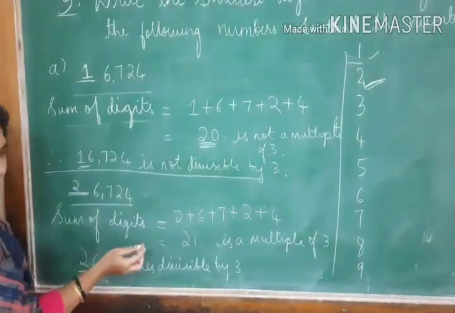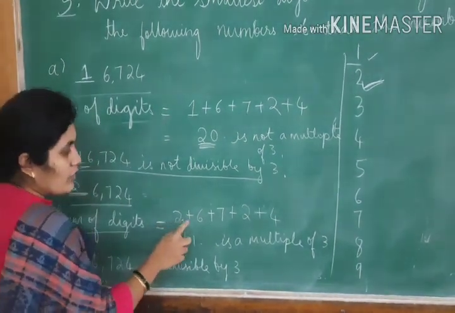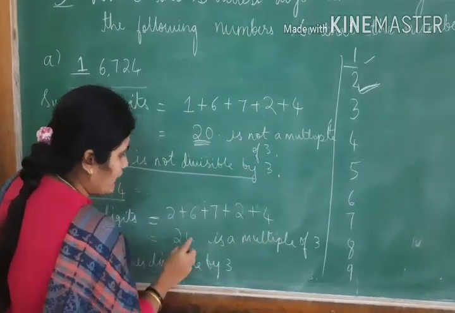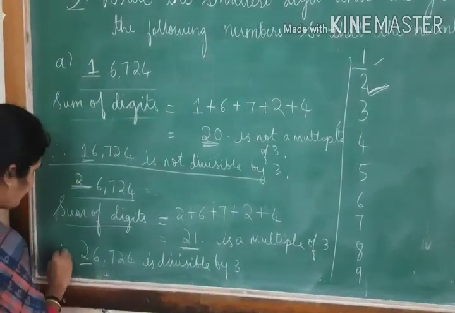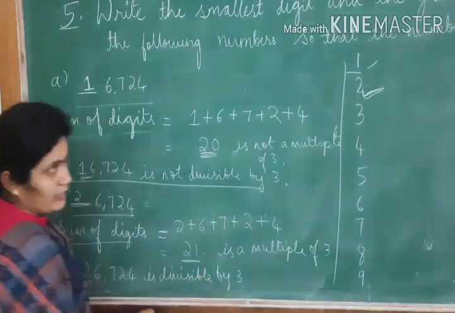Now according to the divisibility rule, sum of digits we should test first. Sum of digits is 2 plus 6 is 8, plus 7 is 15, plus 2 is 17, plus 4 is 21. 21 is a multiple of 3. Therefore 26,724 is divisible by 3.